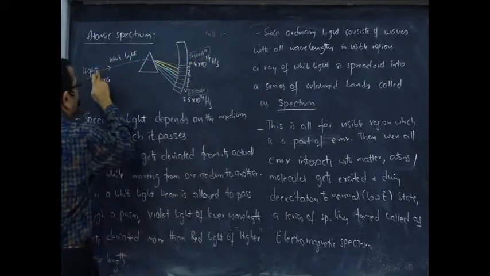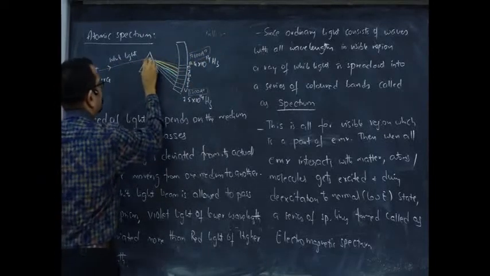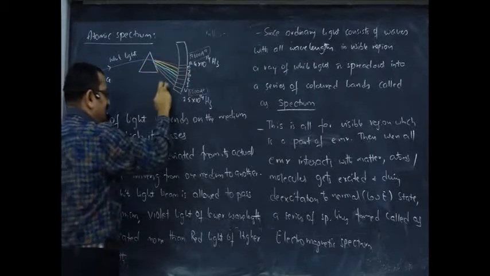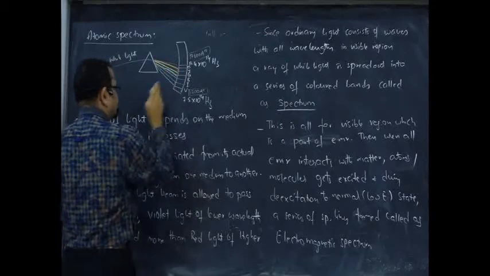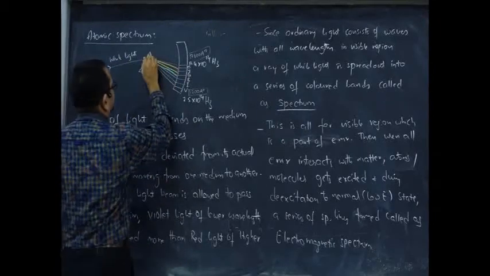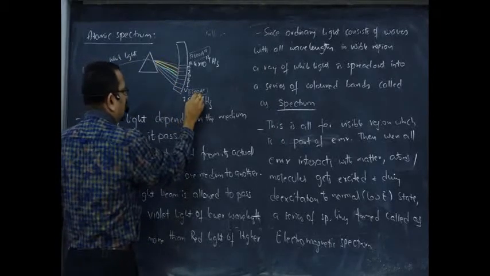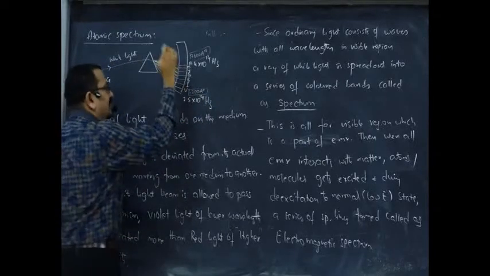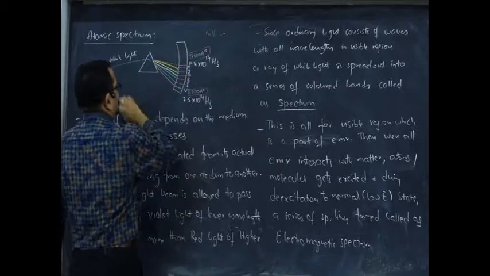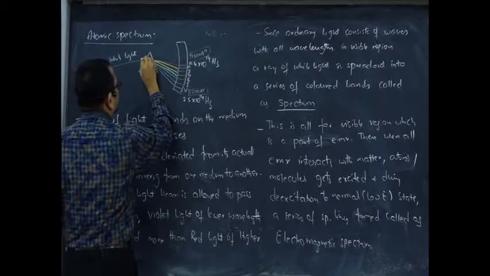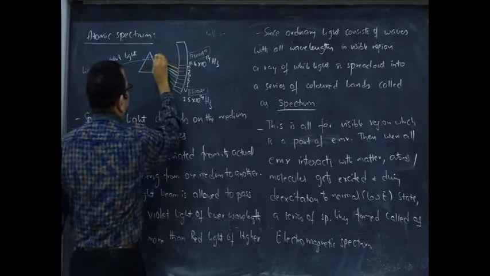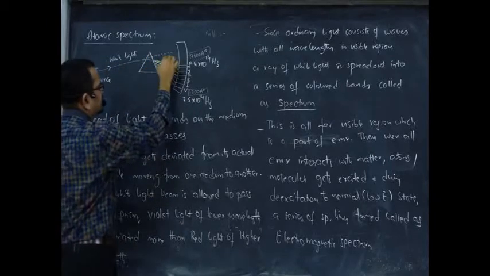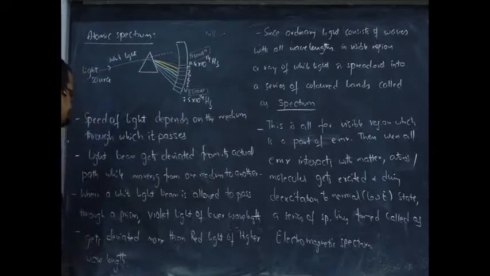When a beam of white light is allowed to pass through a prism, it gets spread out and dispersed into different colors, during which they noticed that violet light, which is of lower wavelength, gets more deviated than red light, which is of higher wavelength. If this is the actual path of the beam of white light, you can see the deviation now. This is of more angle of deviation when compared with the red light.